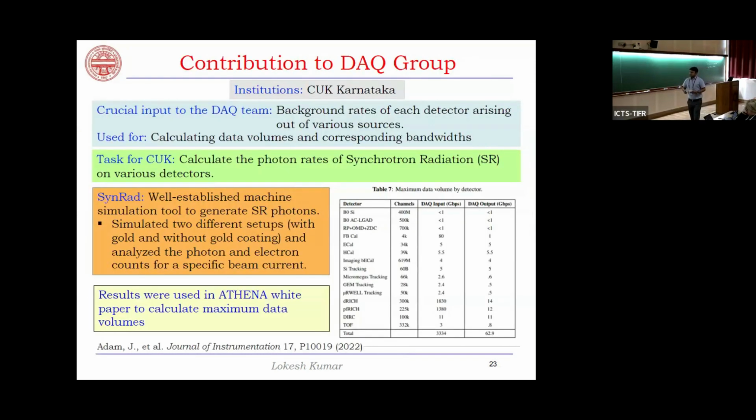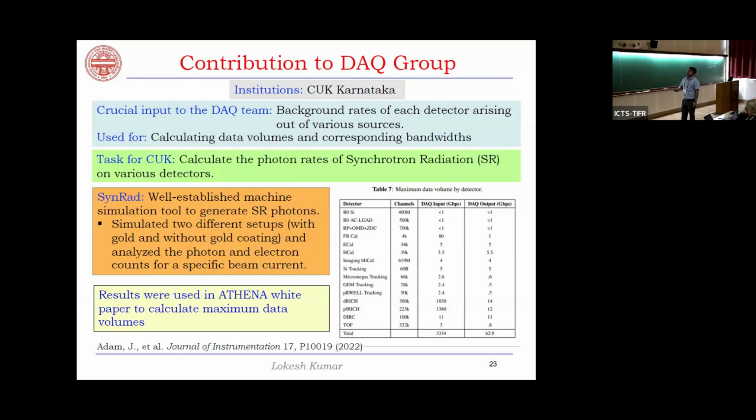Then we also contributed to the DAC group. Basically, Central University of Karnataka was involved in it. It is a crucial input to the DAC team. For example, if we know the background rates of each detector arising out of various sources, this can be used for calculating data volumes and corresponding bandwidths, which can be used in the experiment.